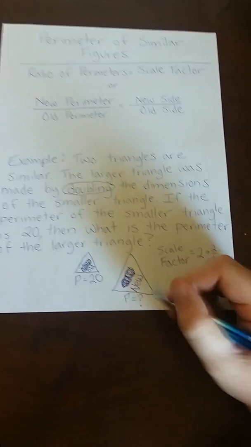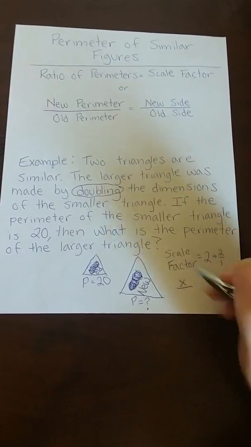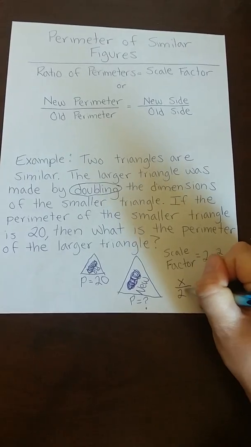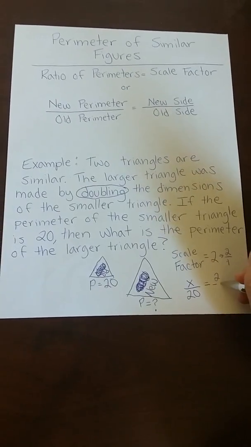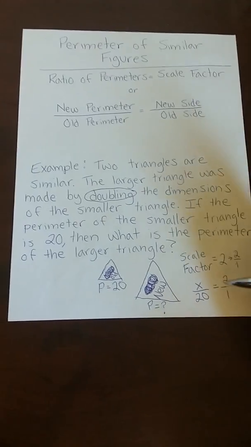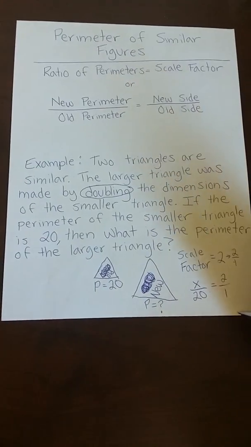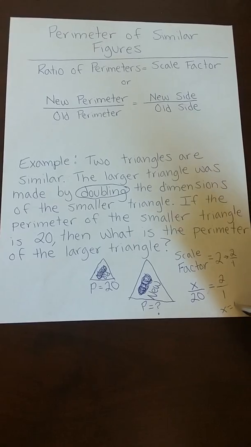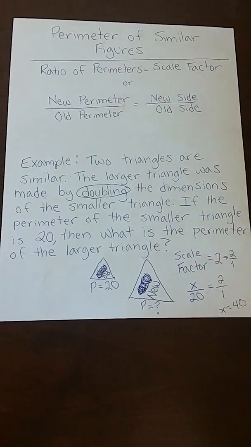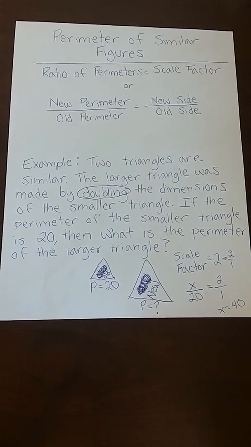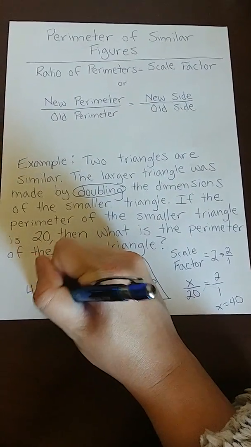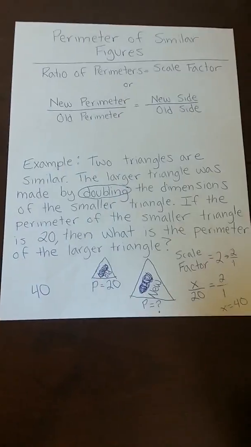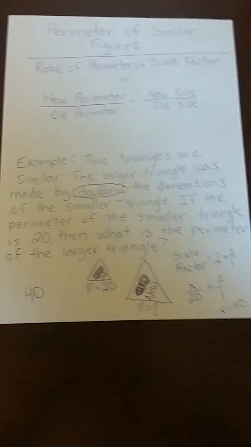So I don't know this one, I'm going to make it x over 20, equals the scale factor, 2 over 1. Then I cross multiply that, and I wind up with x equals 40. So my perimeter is 40. On your homework tonight, don't write units or x equals or anything. You'll just write the number 40 if this was your problem.